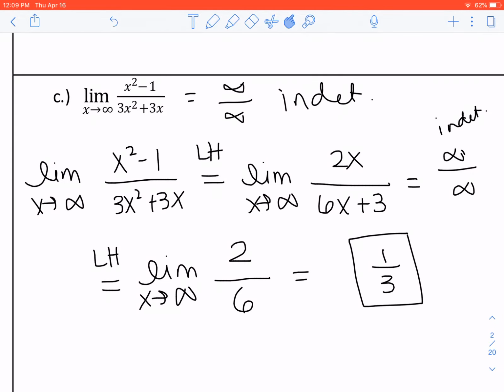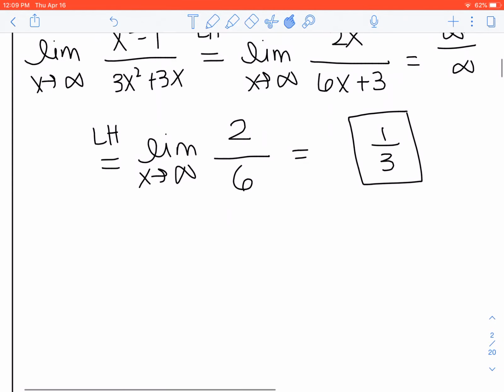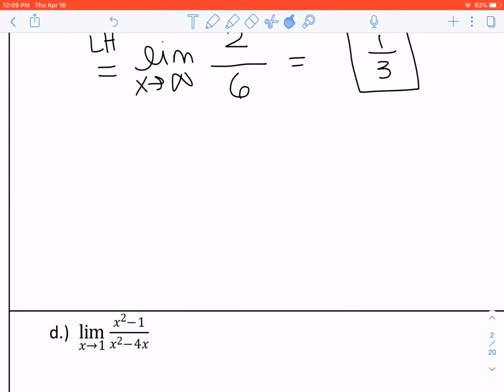So again, both of these that we've done, you could have been able to factor them both and simplified it. That would have also worked.